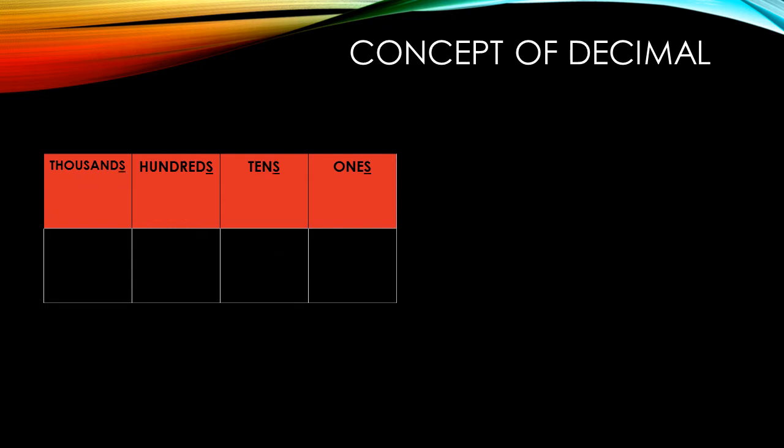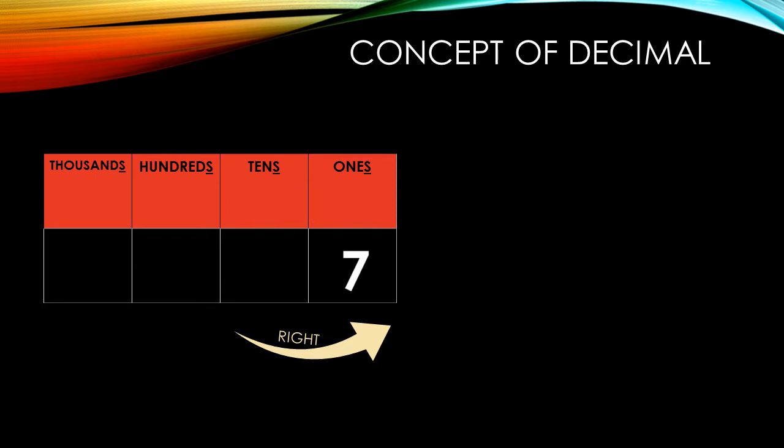Let us start with the concept of decimal. Arrange the number 7 in the place value chart. If we multiply 7 by 10, we get 70. We observe that when we multiply 7 by 10, 7 jumps one column to the left. If we divide 70 by 10, we get 7. Again we observe that when we divide 70 by 10, 7 jumps one column to the right.